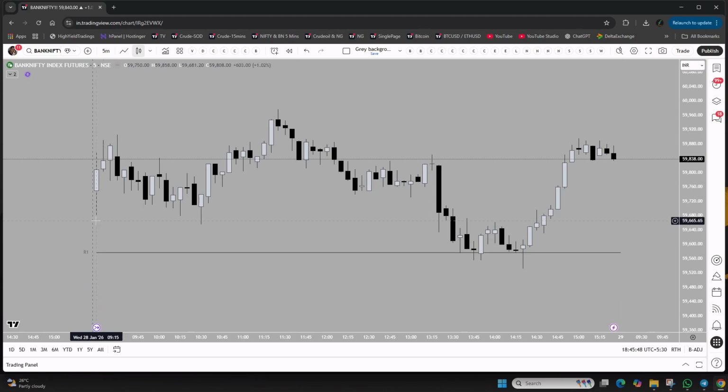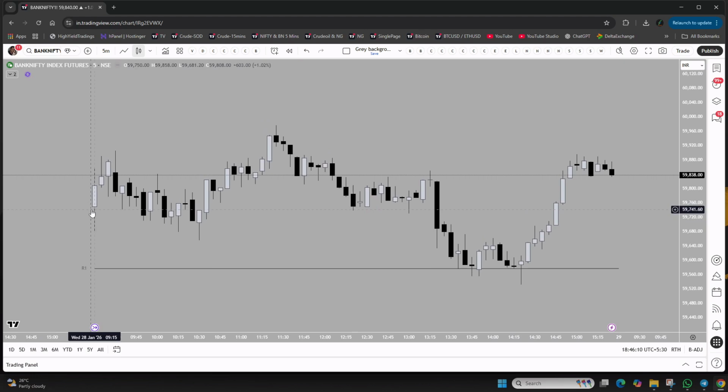So what does it tell you? Of course, it did not breach R1 and close above it. Rather, it opened above R1 and closed above R1, which again tells you that Bank Nifty is in a mood to go up further. So where do we take the trade? We take the trade at the opening price of the 9:20 candle, the next candle. The opening price of the next candle was 59,810.